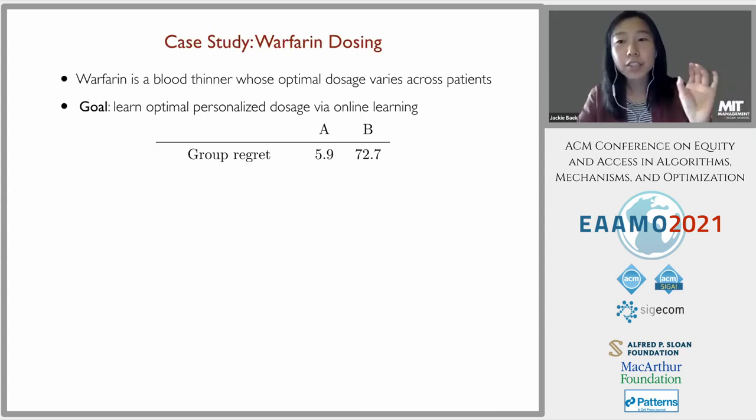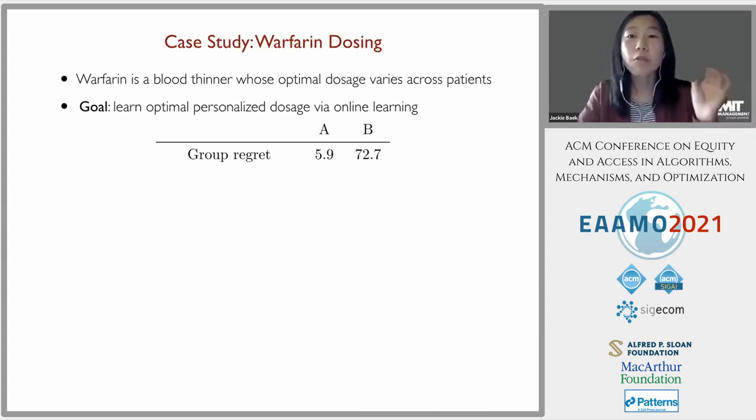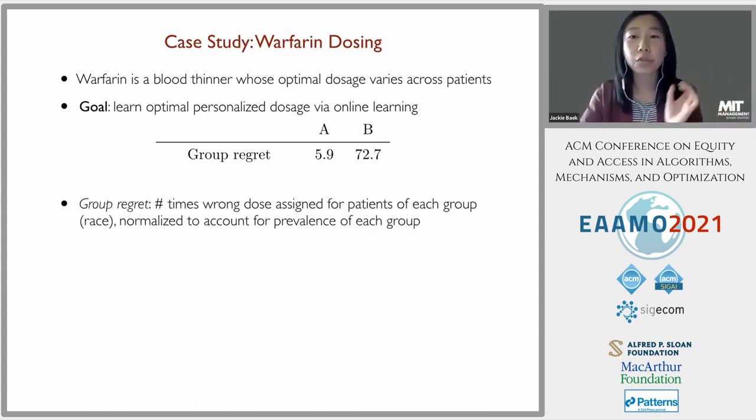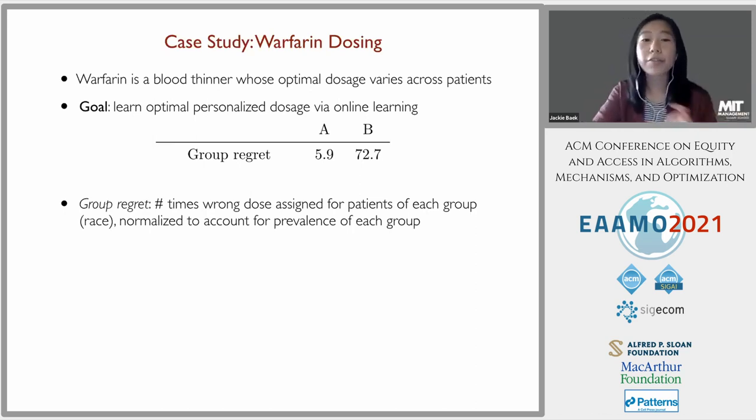And so for the results from this bandit, I'm showing you group regret, which is the regret incurred by each group. There are two groups here, and you can think of group regret as the number of mistakes that the policy made on patients of this group. So higher regret means a worse outcome for that group because there were more mistakes. And these numbers are normalized to account for the prevalence of the group.